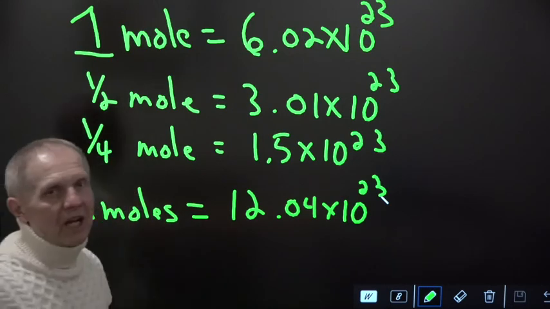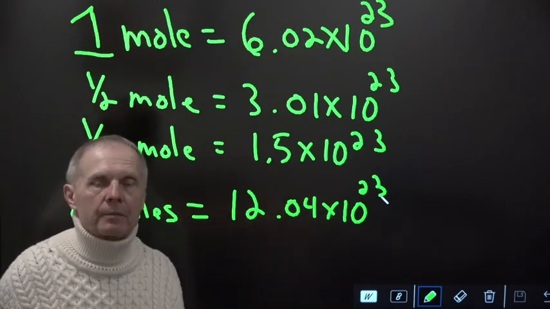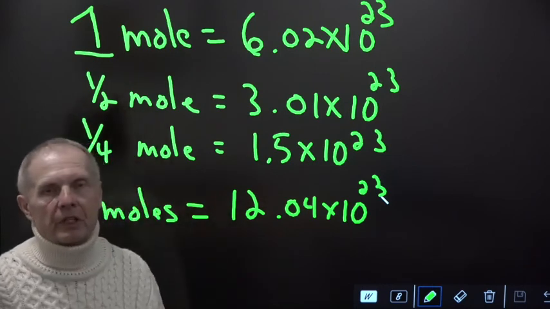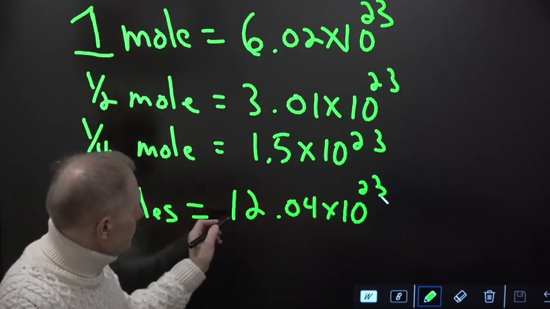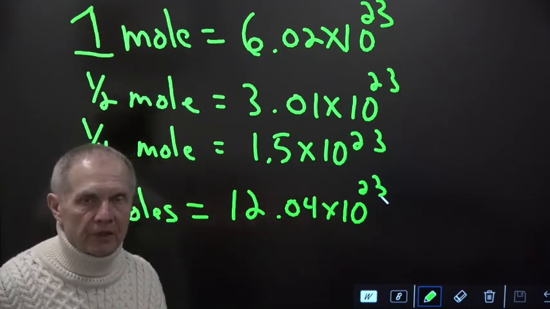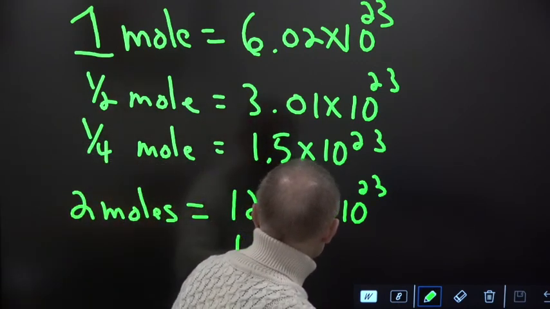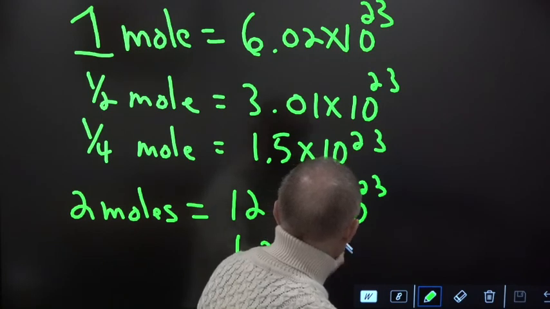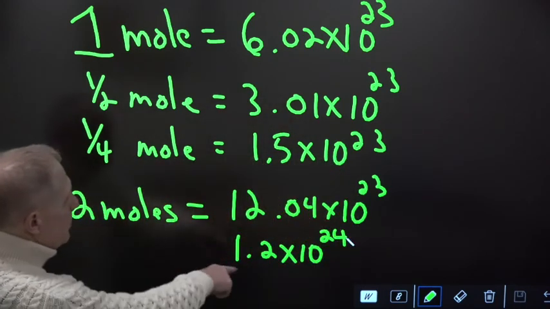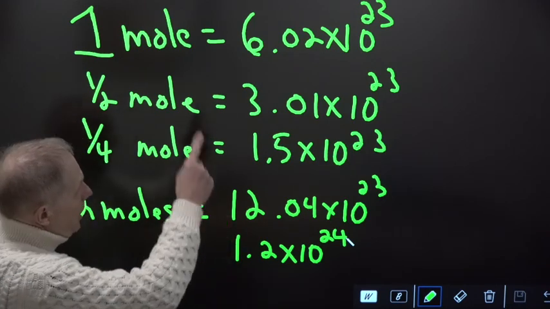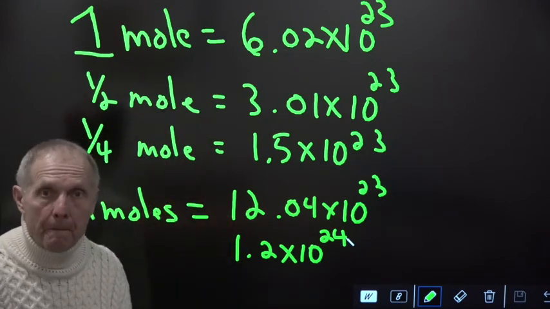But in scientific notation, that's incorrect, because for scientific notation, you need 1 whole number to the left of the decimal point. So you can use 12.04 times 10^23, or you can use 1.2 times 10^24. Okay? These numbers are important to know.